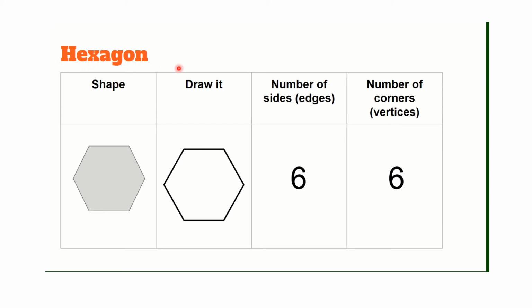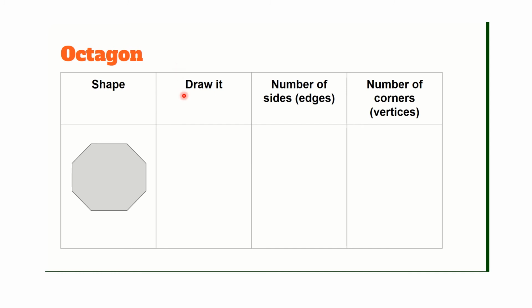Let's take a look at our next and last shape. Our last shape is called the octagon. This is what the octagon should look like, and when you draw it out, it should look something like this. If you notice, they have a lot of sides and a lot of corners, so let's see and count how many sides it has. It has 1, 2, 3, 4, 5, 6, 7, and 8. There are 8 sides in an octagon.